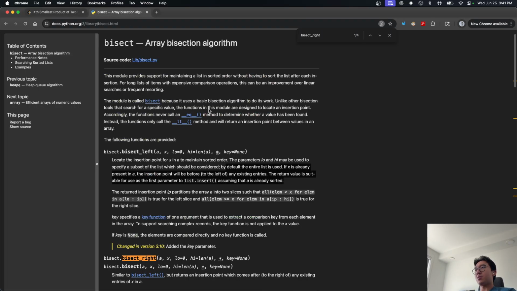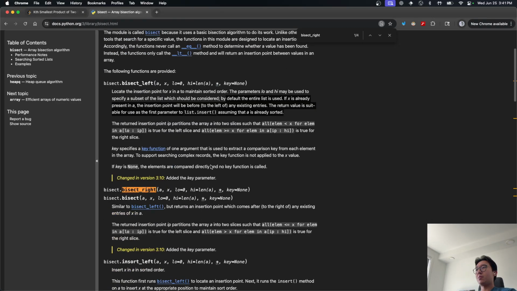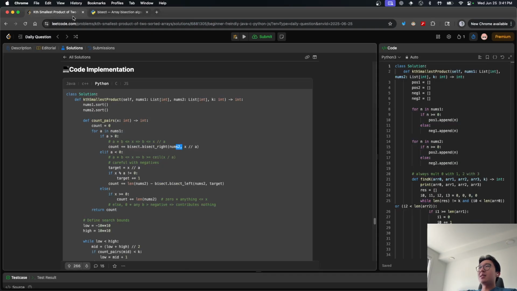Let me see bisect right again. Oh, wait a second. Is it because it's one indexed? Oh my gosh. Because we want the largest number in num2 that, multiplied by the current num1, will give us an element that is less than or equal to target.